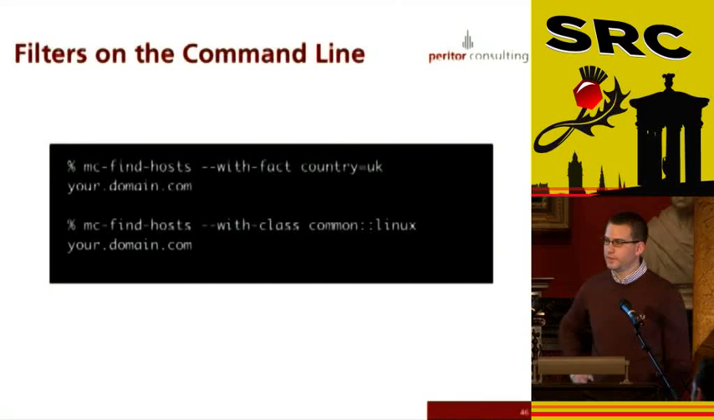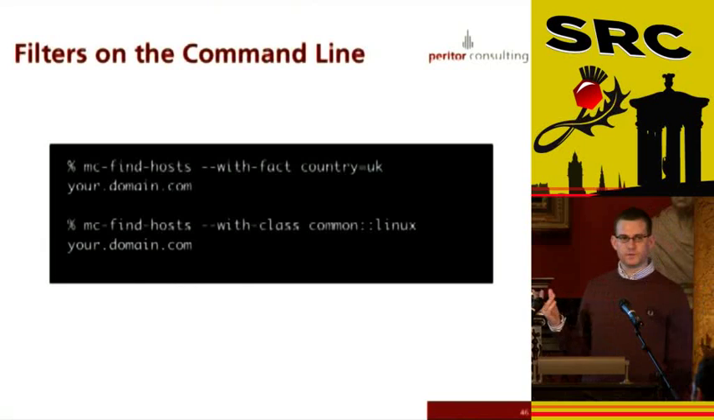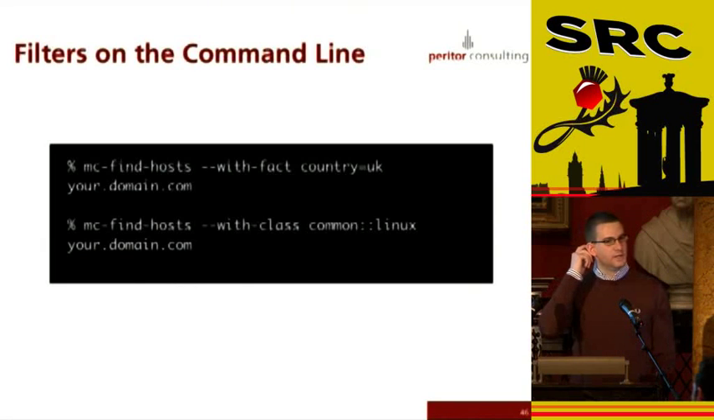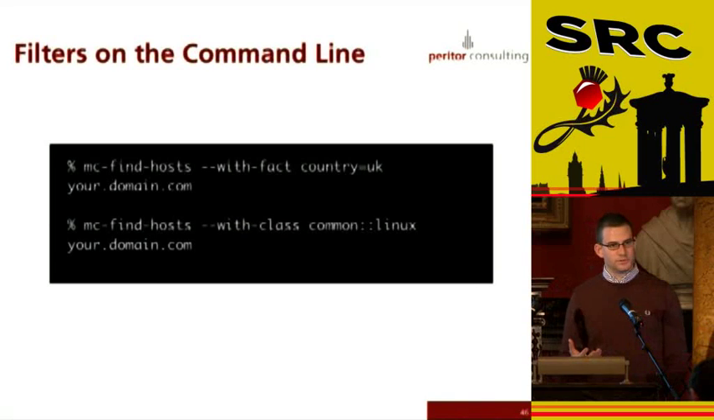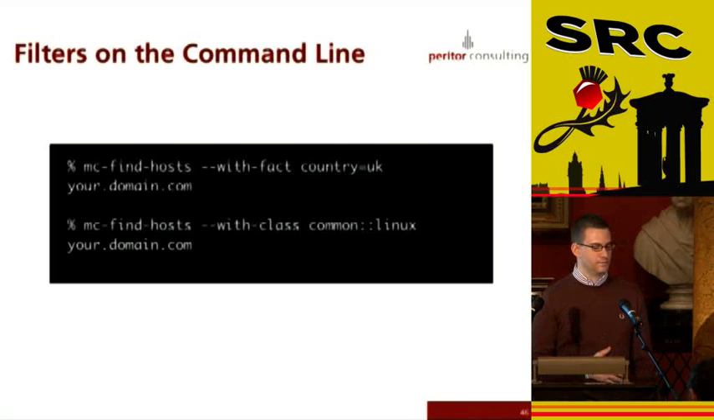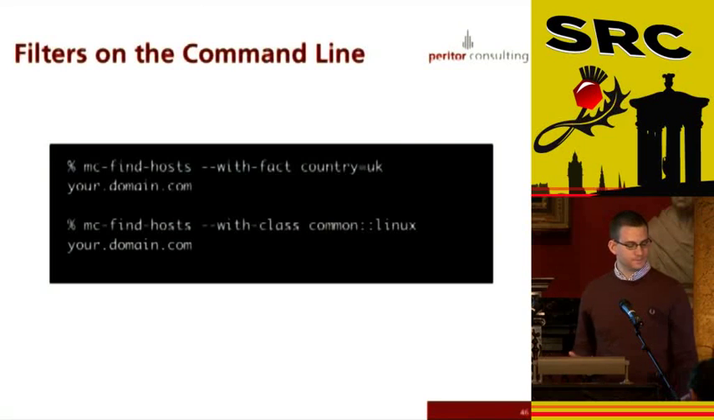So how would you do this? It's very simple. Again, via the command line, you just say, I want to find all hosts that have a certain fact. In this case, I'm not calling an agent, but just finding what hosts are available. And I only want to return those that have the fact country is UK. It's just an arbitrary fact, so if no agent has it, nobody will respond to me. And the other thing I'm testing for is a class.